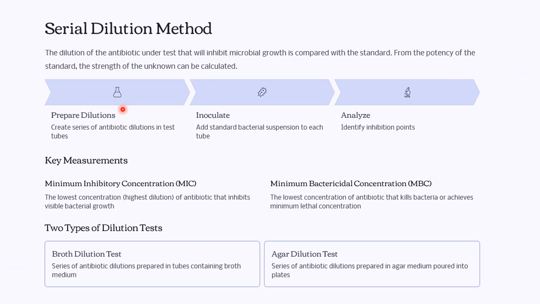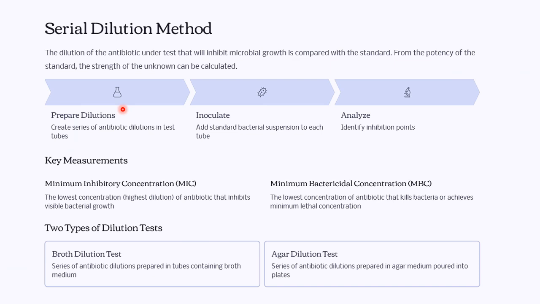So, in serial dilution method, we are preparing serial dilutions of antibiotics in each test tube, and then we are inoculating a standard preparation of the specific microorganism for the test into each test tube. Then we are incubating it at specific conditions of temperature, and then we are analyzing the inhibition potency of the test solution in each test tube.